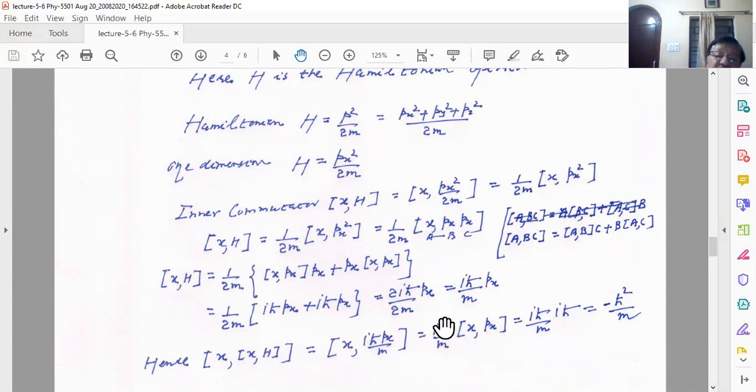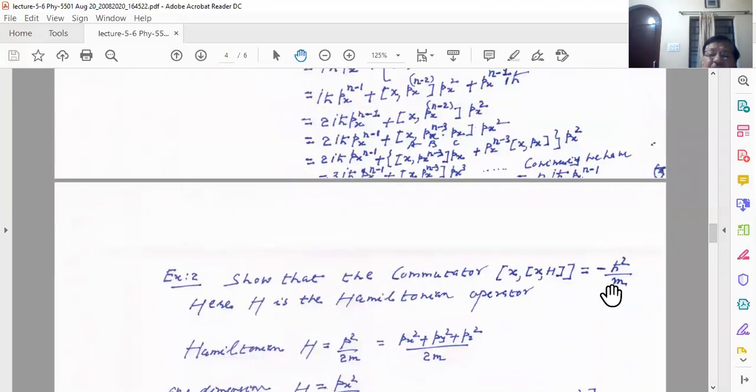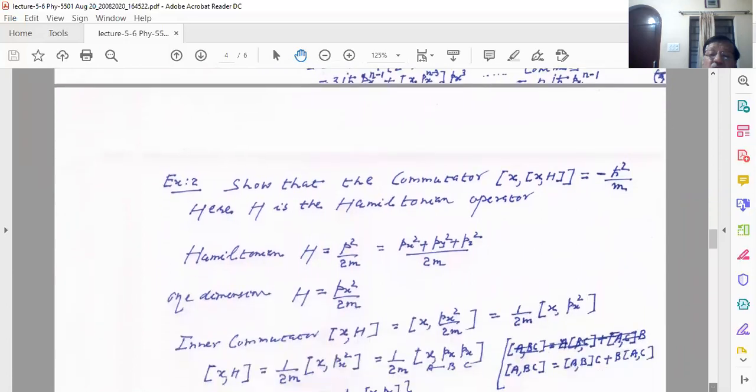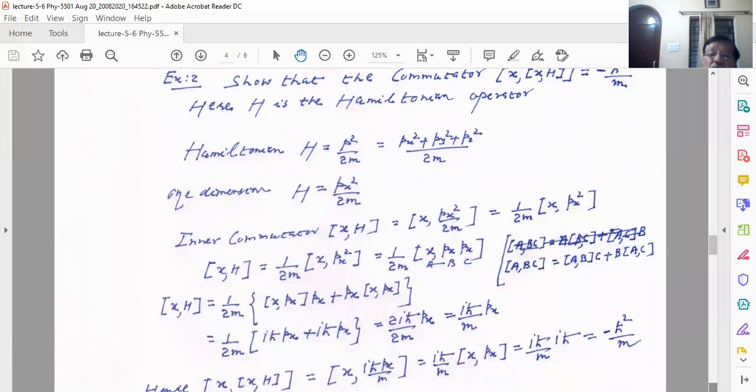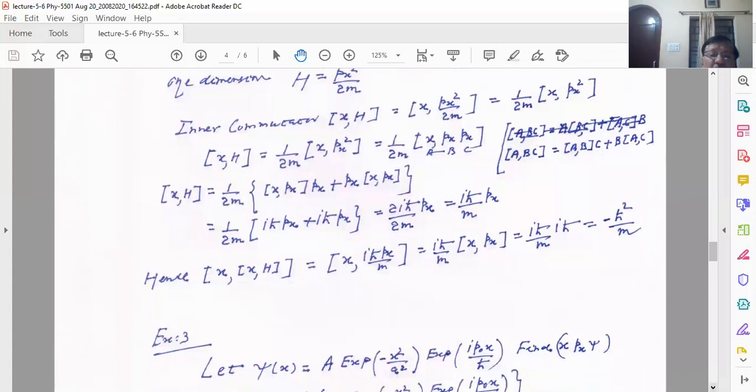So iħ by m is taken outside, and it is basically the commutator of x, px, and the commutator of x, px is iħ. So iħ by m into iħ, where i square is -1, gives minus ħ square by m. That proves the problem which is given to you. Look at your problem here: this is what we want to prove, minus ħ square by m, and that is what we have ultimately calculated. So this shows how you can use a basic operator law.